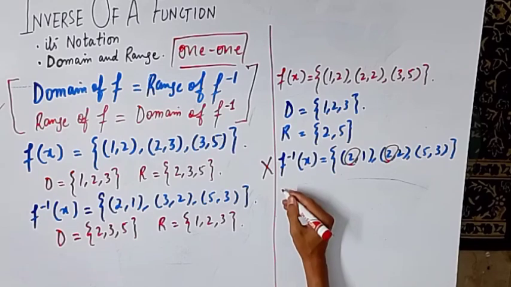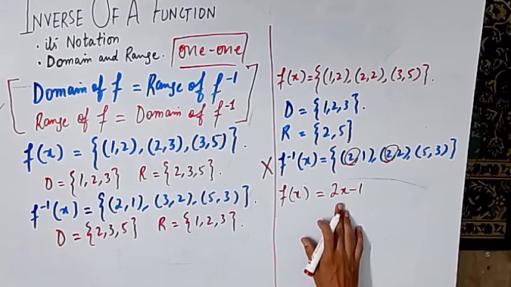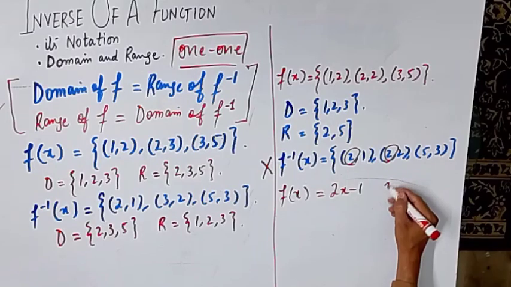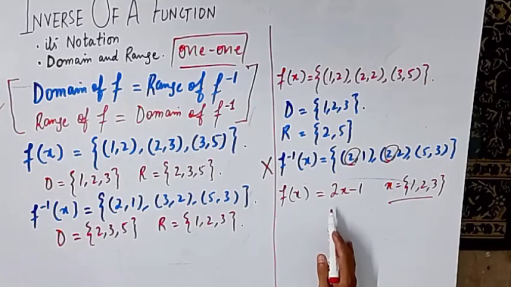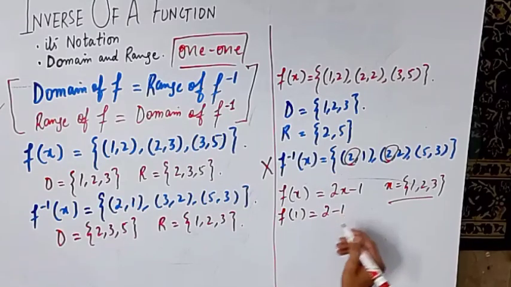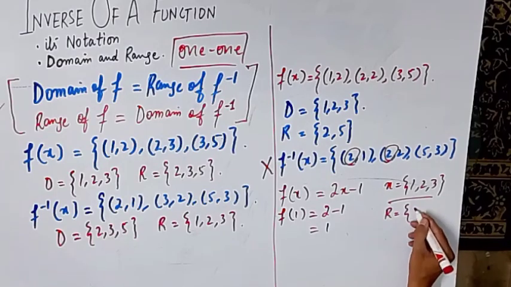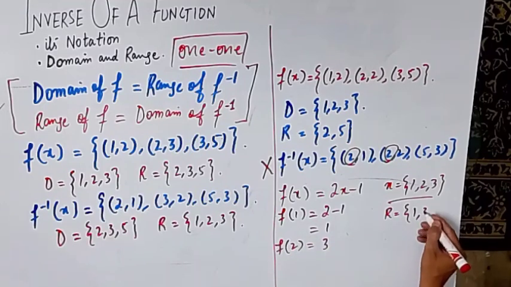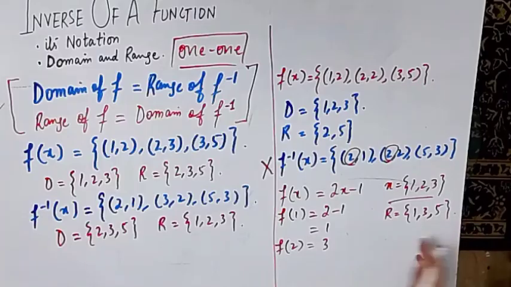For example, if you have an equation f(x) = 2x - 1, then you need to put different values of x, or maybe a range of values of x will be given, say x = 1, 2, 3. Then you will use these values as input to find the output. Let's say we are trying to find f(1): 2 ones are 2, minus 1 is equal to 1. So if the domain is 1, 2, 3, then for f(2) we get 2 twos are 4, minus 1, 3. Then for f(3) we get 2 threes are 6, 6 minus 1, 5. So this will be the range of it.